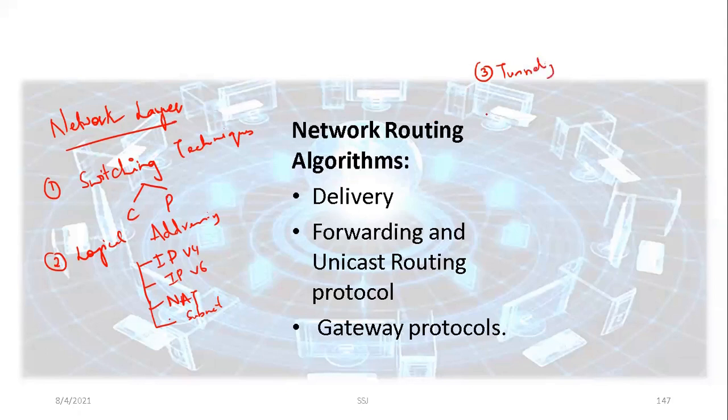Tunneling: how the data passes through tunneling. Suppose you have two different kinds of networks, then we use the process of tunneling. Then the next service provided by the network layer is fragmentation, the division of the data into fragments. Then we studied congestion control. In this, we had the token bucket and the leaky bucket algorithm.